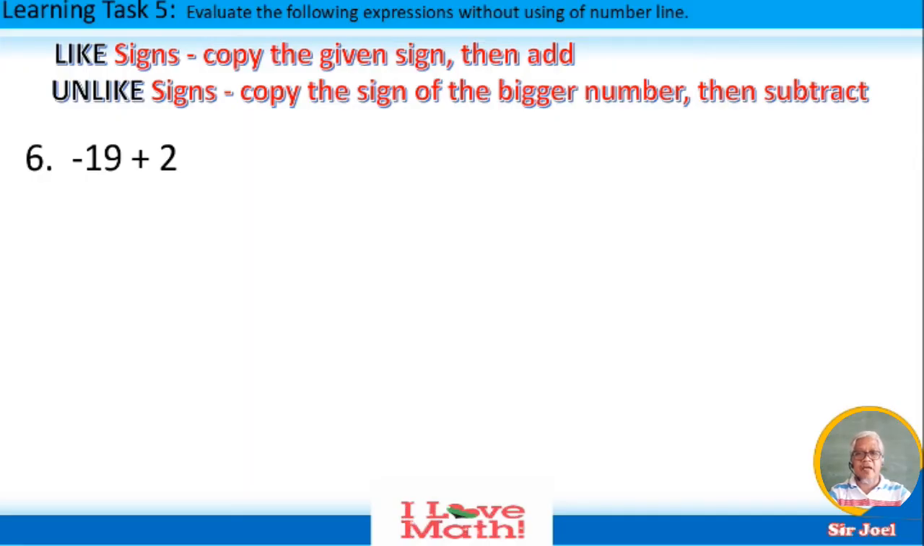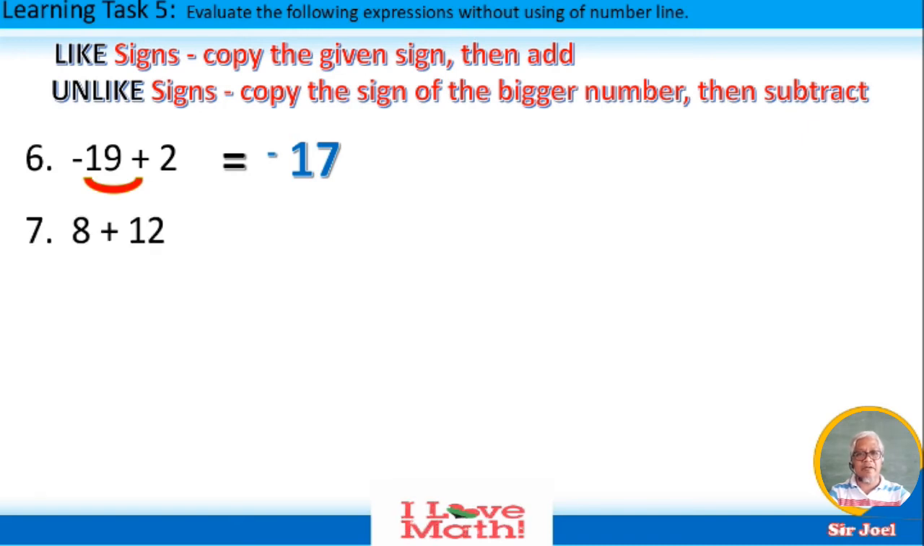Problem number 6, negative 19 plus 2. Observe the given signs. Negative, positive, magkaiba. Unlike signs. Which is bigger, 19 or 2? Of course, 19. Ano yung sign before 19? Negative. So expected, ang sagot, negative. Then difference between 19 and 2 is 17. That's why the answer in problem number 6 is negative 17.